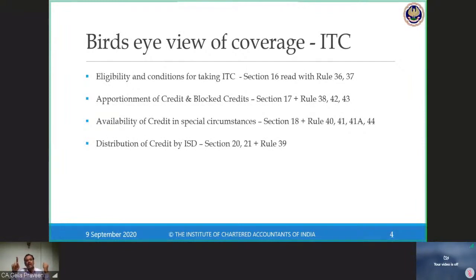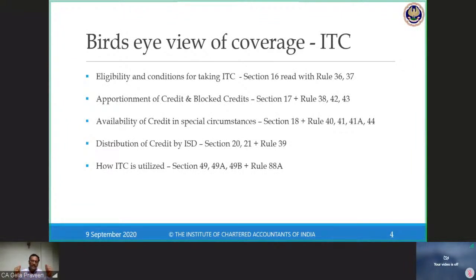The mechanism of how I distribute is covered under this particular subchapter called ISD. So we are going to have a detailed discussion on this particular ISD concept also. The next concept covers how we have to use this ITC.